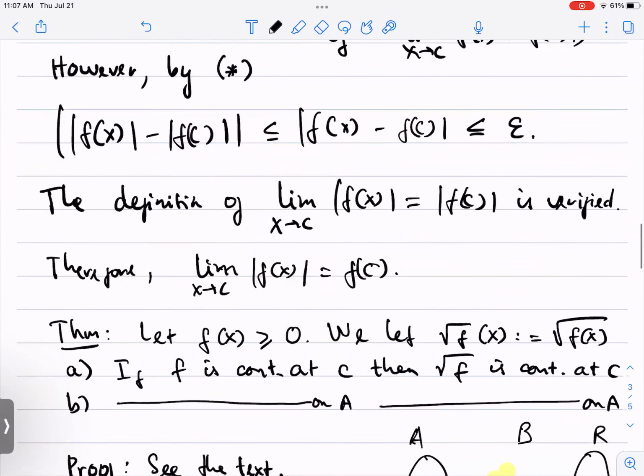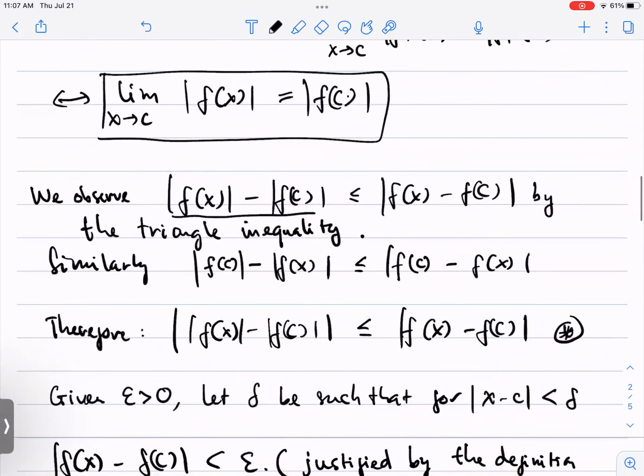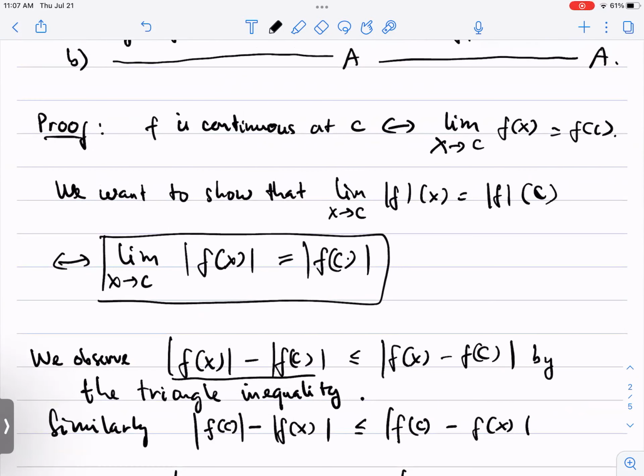So the definition of the limit of the absolute value of f(x) equal to the absolute value of f(c) is verified, and therefore the limit of the absolute value of f(x) equals the absolute value of f(c) when x approaches c. So in summary, what we did is as follows.